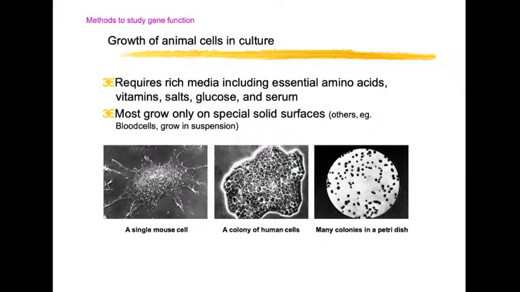Growth of animal cells in culture is shown at the bottom, which requires essential amino acids, vitamins, salts, glucose, and serum, and cells mostly grow on solid surfaces, while blood cells are grown in suspension. A single mouse cell looks like this. On the left side, in the middle, is a colony of human cells. On the right are many colonies in the petri dish.